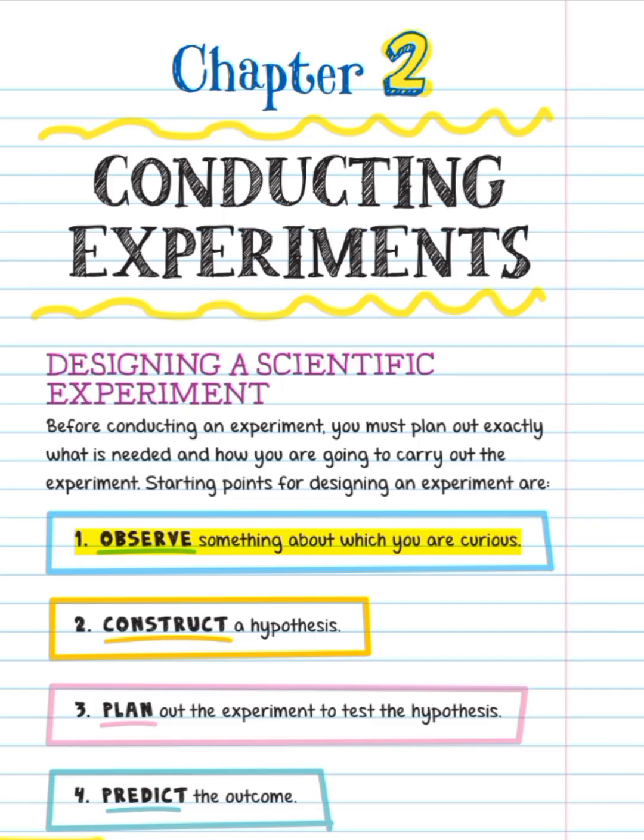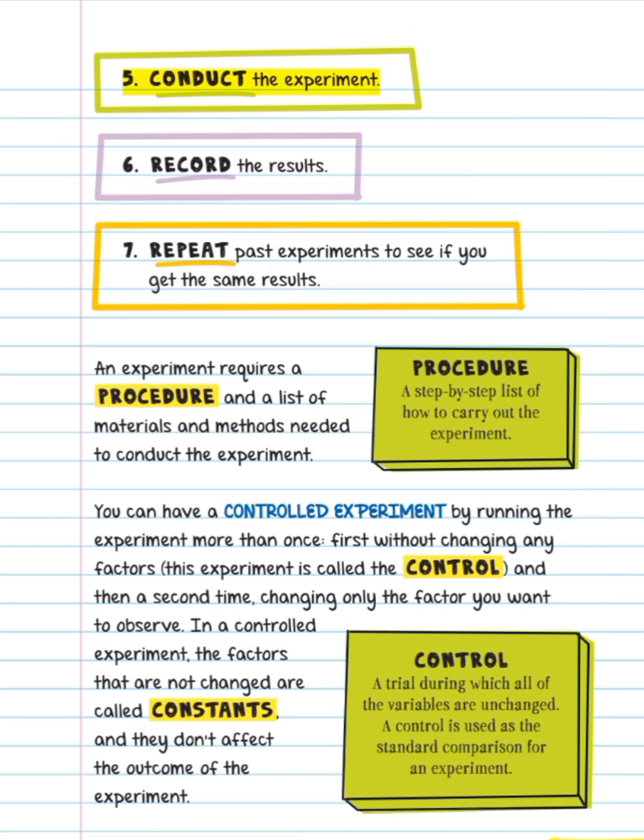1. Observe something about which you are curious. 2. Construct a hypothesis. 3. Plan out the experiment to test the hypothesis. 4. Predict the outcome. 5. Conduct the experiment. 6. Record the results. 7. Repeat past experiments to see if you get the same results.